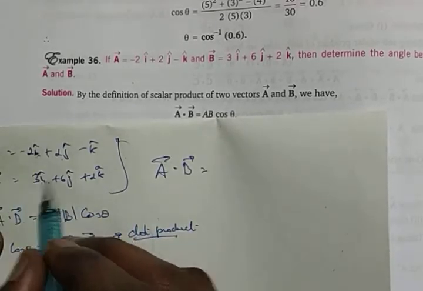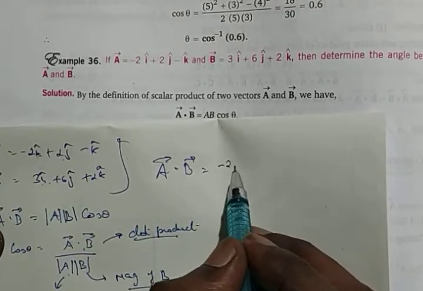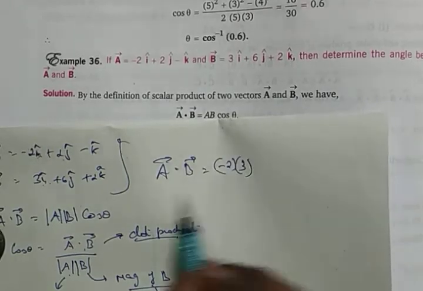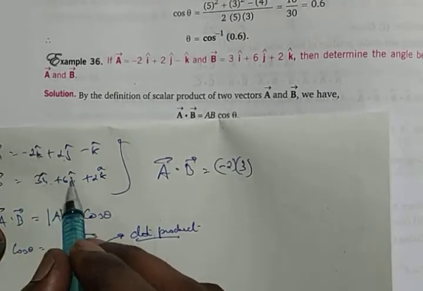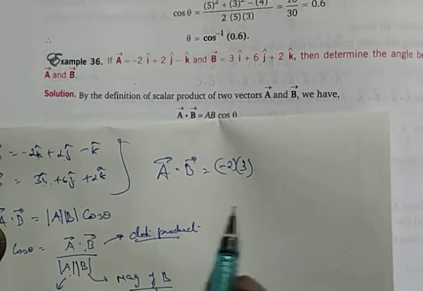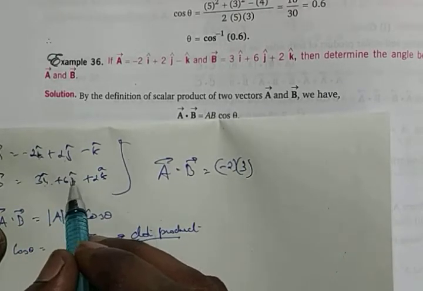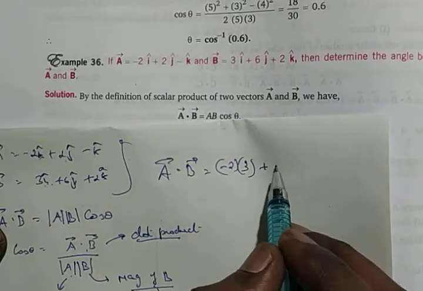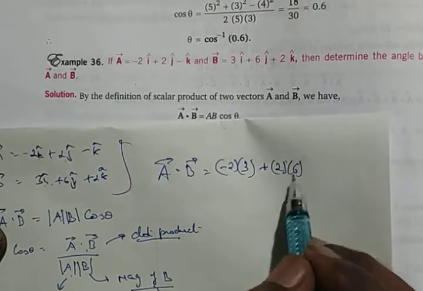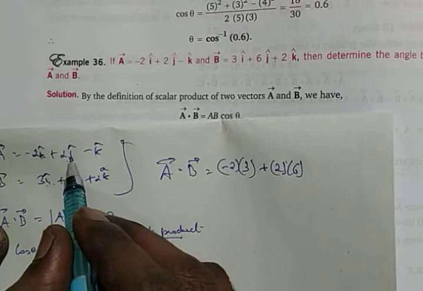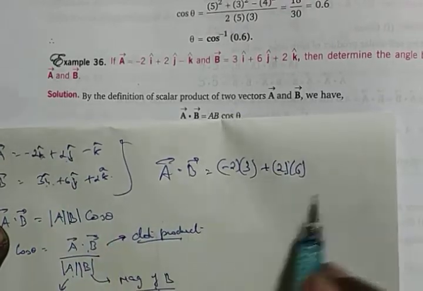Minus 2 into 3, only that you will get an answer. I and j you will get 0, i and k also will get 0, so you need not multiply these. Then next one is j and j, where you will get plus 2 into 6. J and i will get 0, j and k also will get 0. You need not do that.